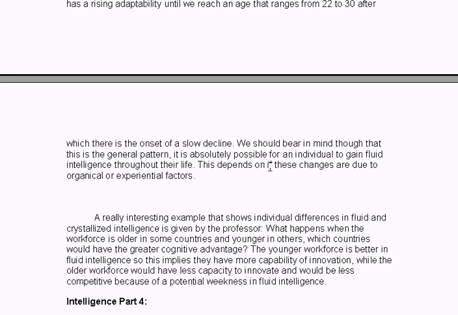This depends on whether these changes are the result of organic or experimental factors.